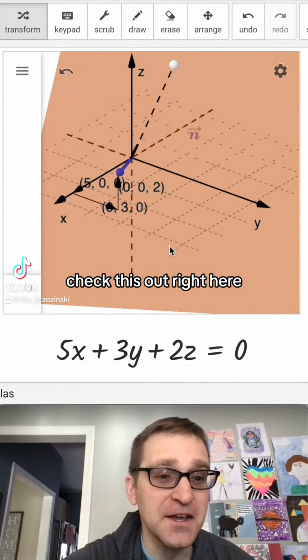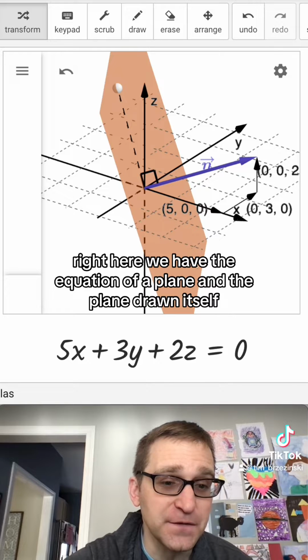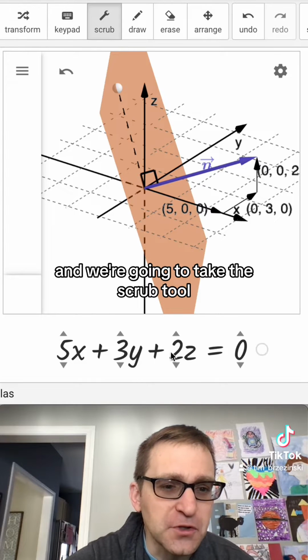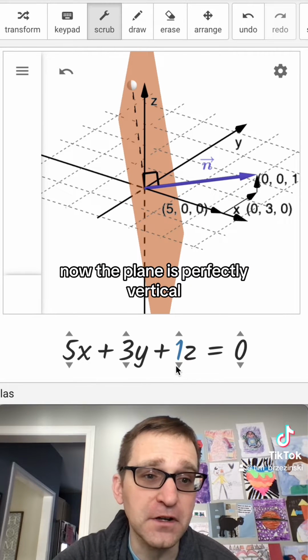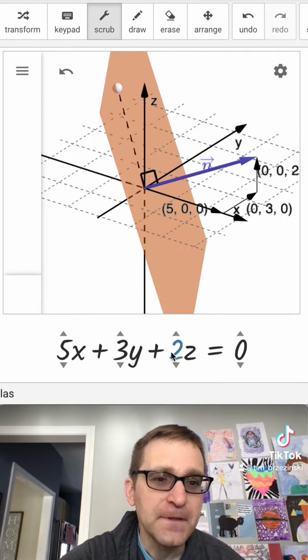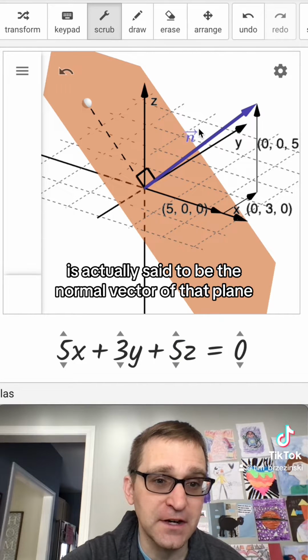Check this out right here. Right here we have the equation of a plane and the plane drawn itself. And we're going to take the scrub tool, we're going to scrub these coefficients, and look at this. Now the plane is perfectly vertical, but now it's tilted a little bit. And that purple vector n right there is actually said to be the normal vector of that plane.